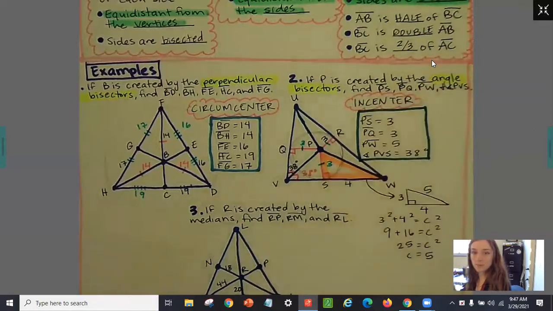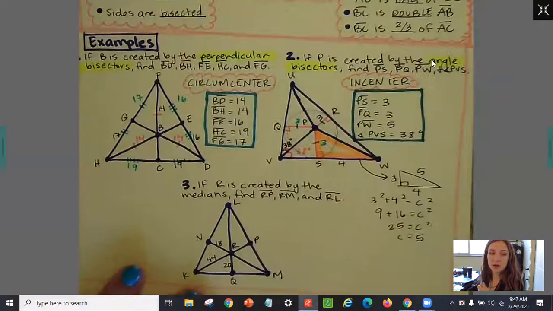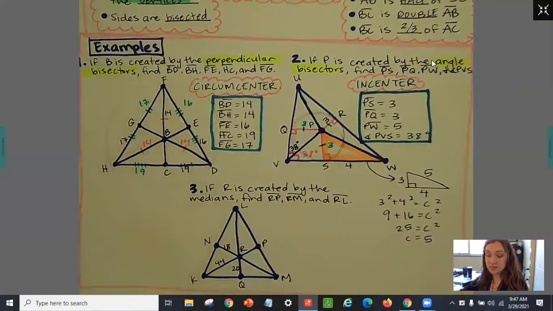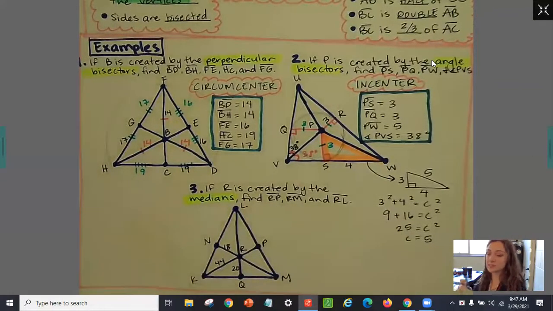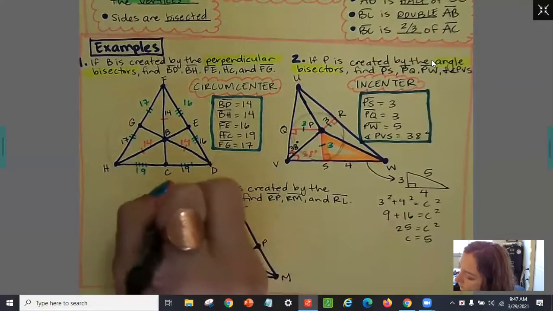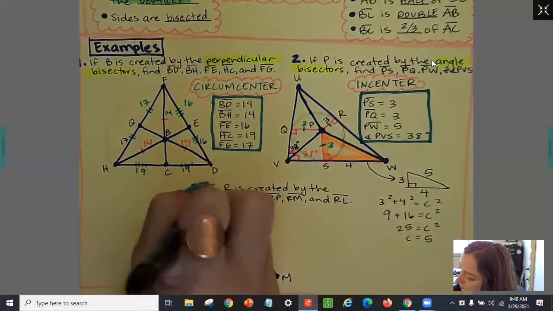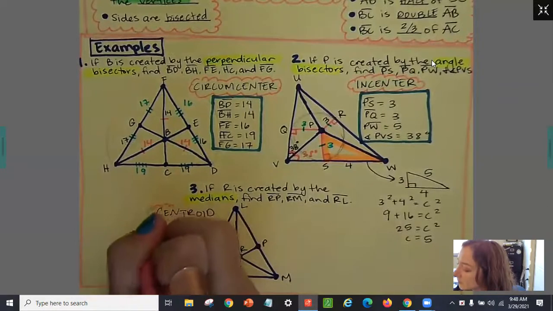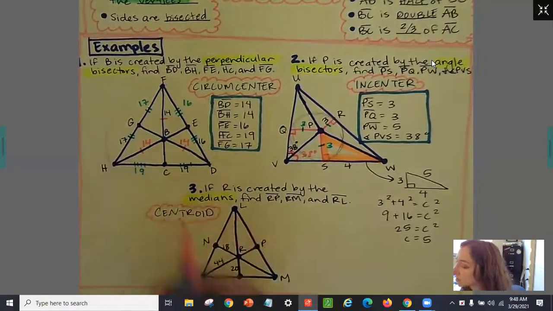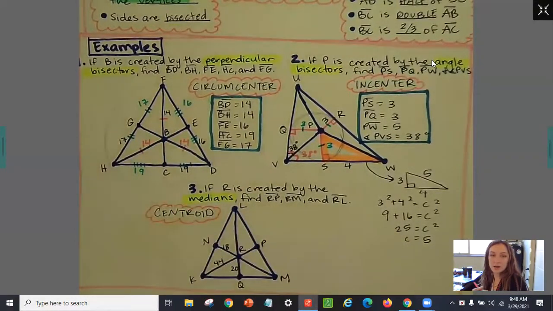Okay, so let's do one more set of examples. This is with the one created by the medians. So since this one is created by the medians, that means that this is going to be the centroid. Okay, so now that we know we're working with the centroid, we're working with measurements that are either half, double, or 2/3. So let's start here.